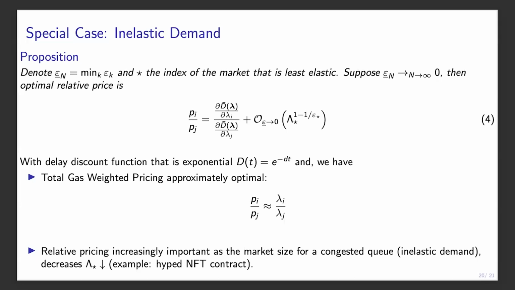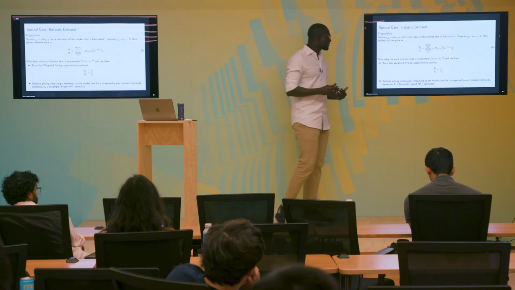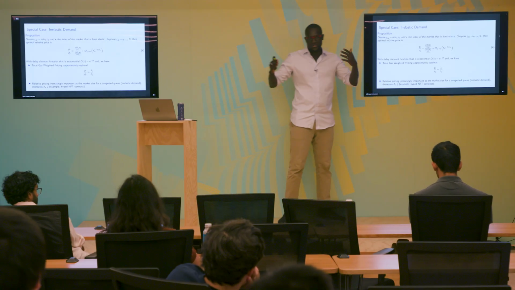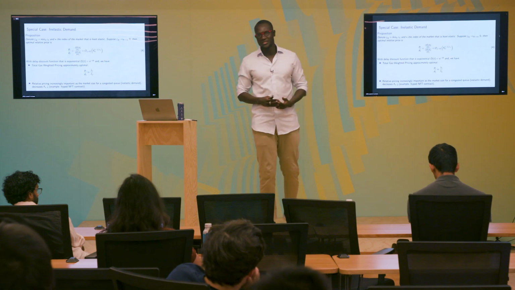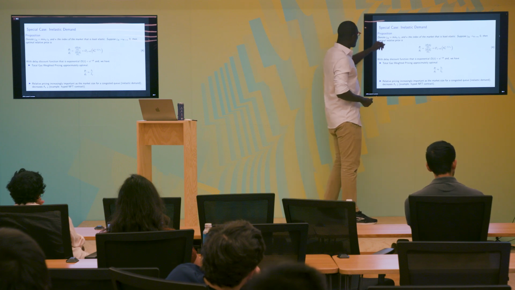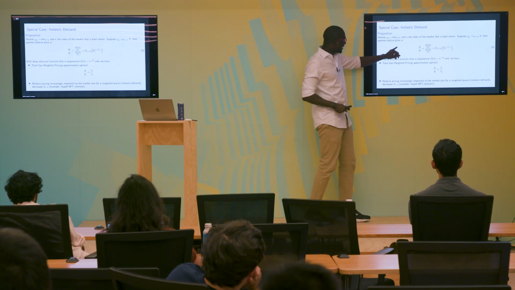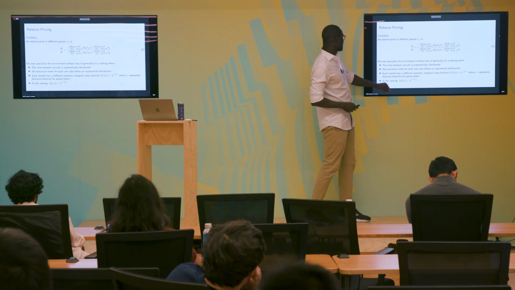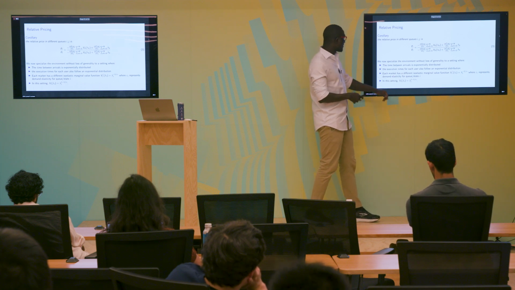So consider the case of inelastic demand. What does inelastic demand mean? It means that if the prices that you charge in one market, the base fee, change, people will not change much how much they are willing to submit transactions there. Think, for example, of something that is very hyped, like something people want to use, like a hyped NFT drop, or a contract that is heavily used. So denote this minimum elasticity of our value function that depends on the arrival rate.